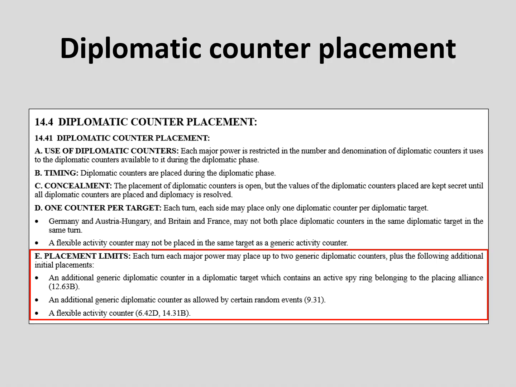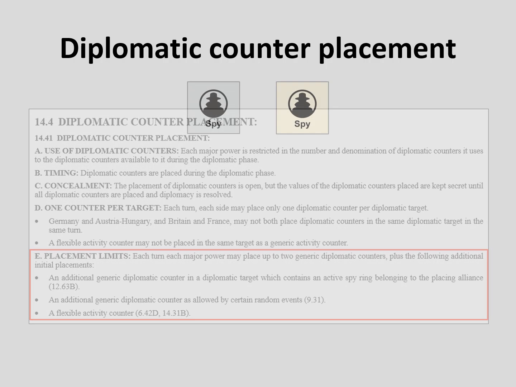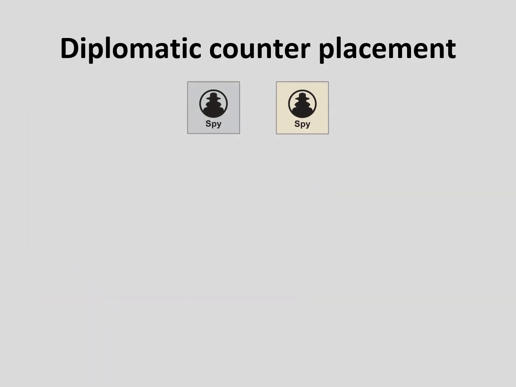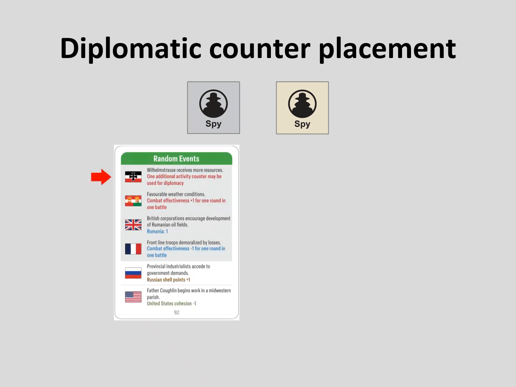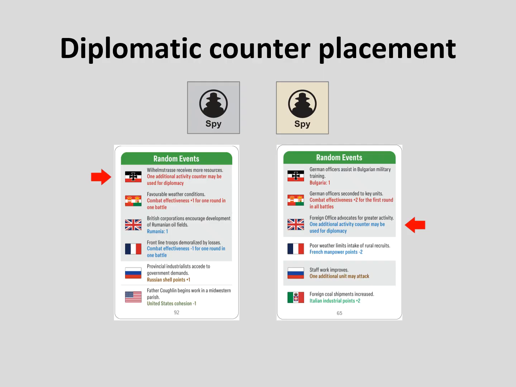There are two exceptions to this. An active German or British spy ring in a diplomatic target allows the placement of a diplomatic counter beyond the normal limit. German random event 92 and British random event 65 allow the use of an additional diplomatic counter.